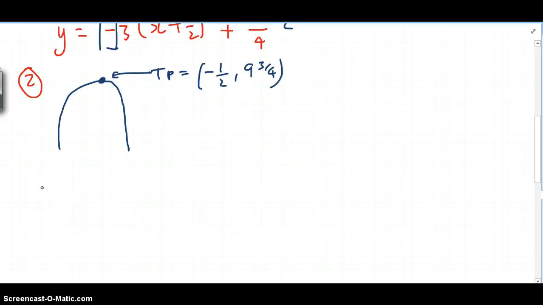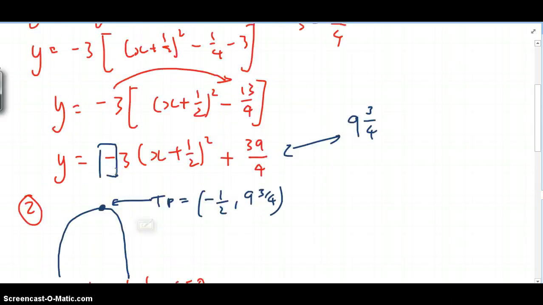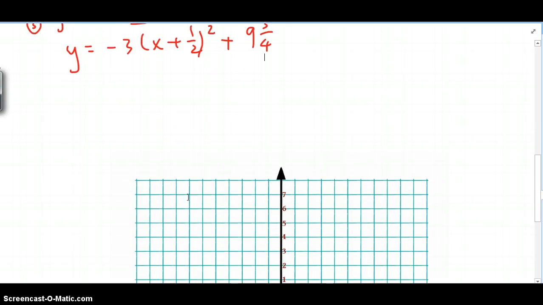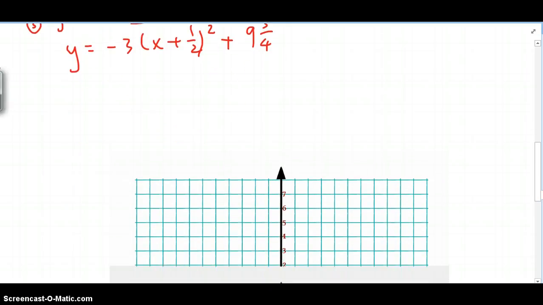So the next step is find the y-intercepts. So I'm going to go back to my red. To find the y-intercepts, we let x equals 0. So what's our original equation again? Our original equation is y equals minus 3 brackets x plus a half squared plus 9 and 3/4. So we substitute x equals 0 into there. I'm going to move this down again.